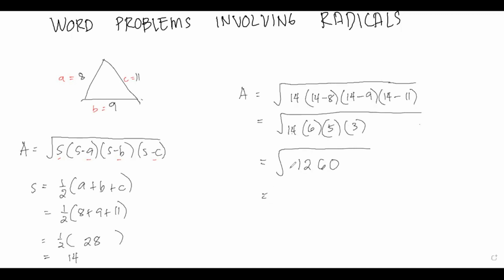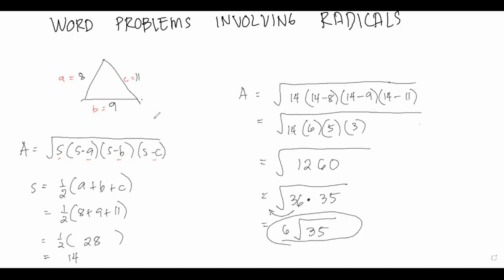So can we still simplify this? What is the square root of 1,260? This is not a perfect square. Pero, meron siyang factor na may square root. And it is 36. It's 36 times 35. And the square root of 36 is 6. Mapupunta na sa labas. So we have 6 square root of 35.